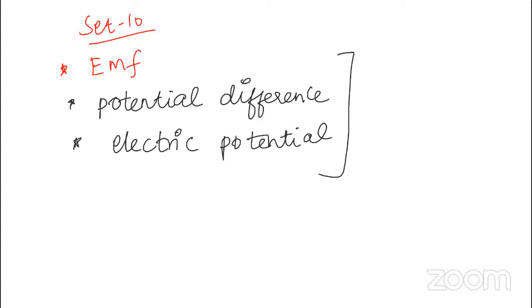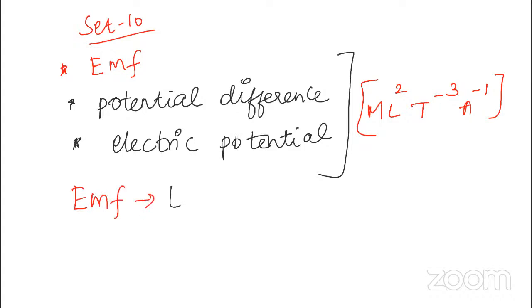It is M L square T power minus 3 A power minus 1. Yes, of course, EMF, which is nothing but electromotive force. So there is a difference between normal force and electromotive force.